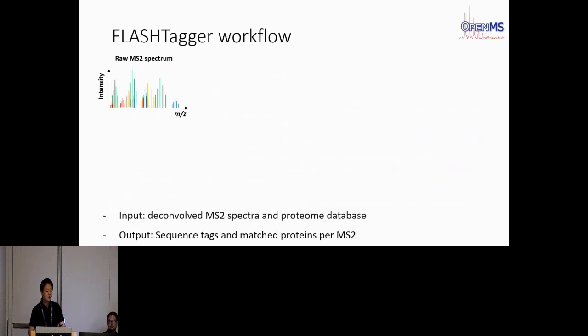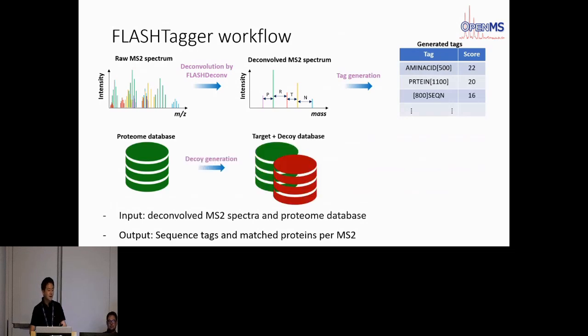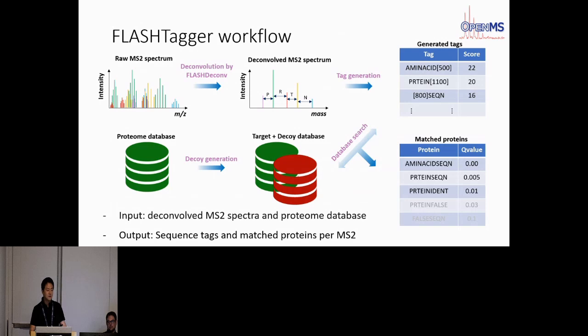So we suggest this workflow. We start by deconvolving the MS2 spectrum in top-down. So now the deconvolution is simply generating the monoisotopic masses of the fragment ions. It's quite different from the DIA case. And from the deconvolved MS2 spectrum, we find the tags, and we generate the list of tags here. And we also bring in the proteome database, and sometimes we generate target-decoy, and simply do a database search using tags, and we find the reliable list of matched proteins. So quite straightforward.